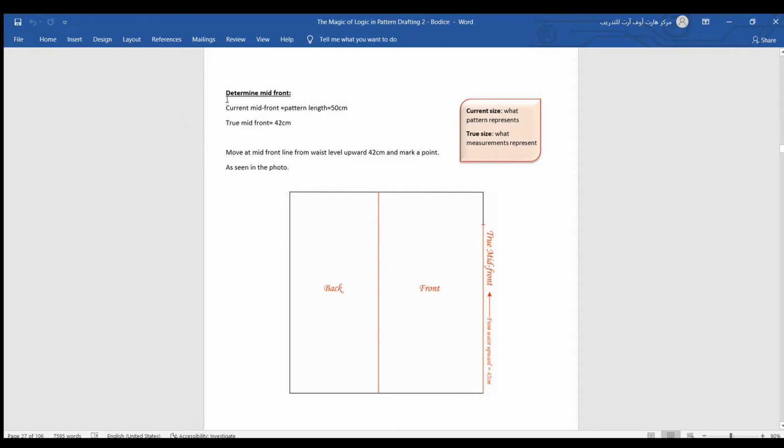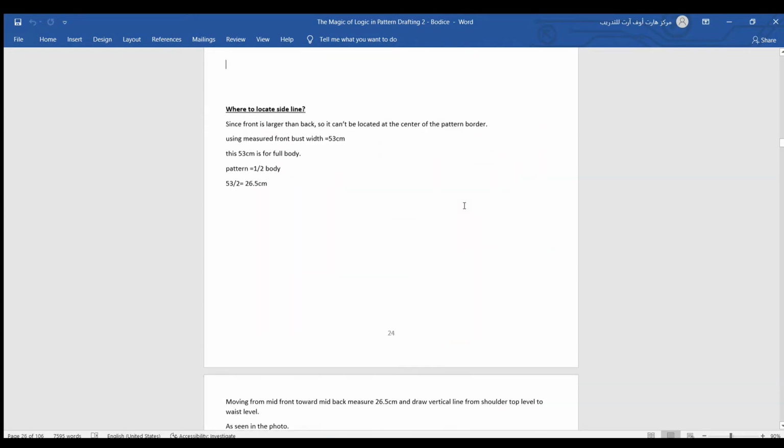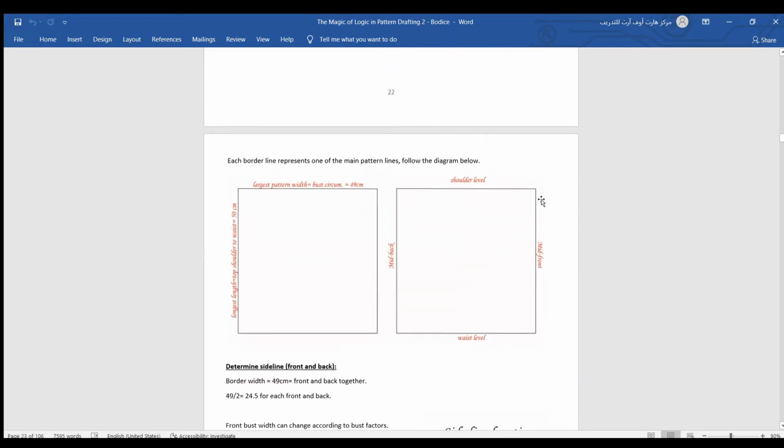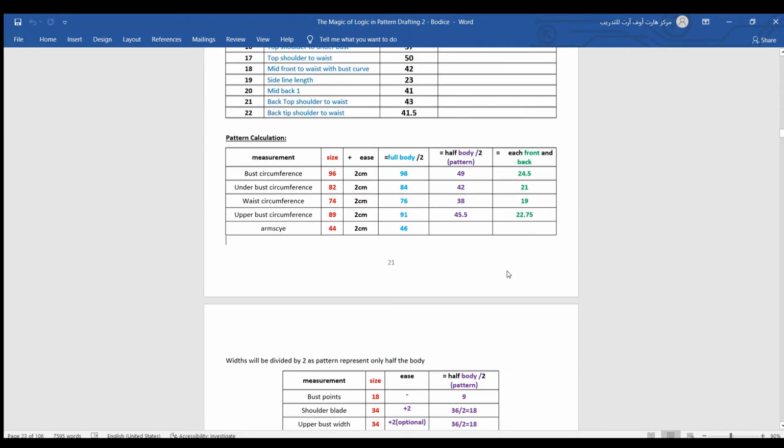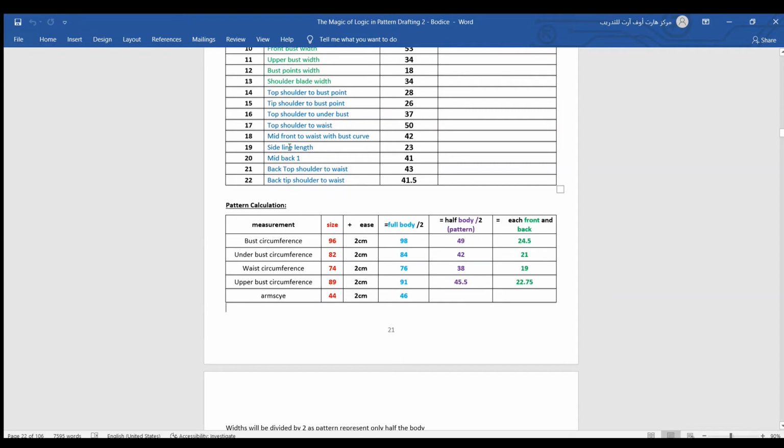Okay, so the third point is to determine the mid front. As you can see here in the previous one, this is the mid front. The current mid front line is equal to the length of the pattern, which is 50 centimeters. But it's not the true one, it's the current one. The current one measures 50 centimeters, but the true mid front to waist in the measuring table is 42 centimeters.